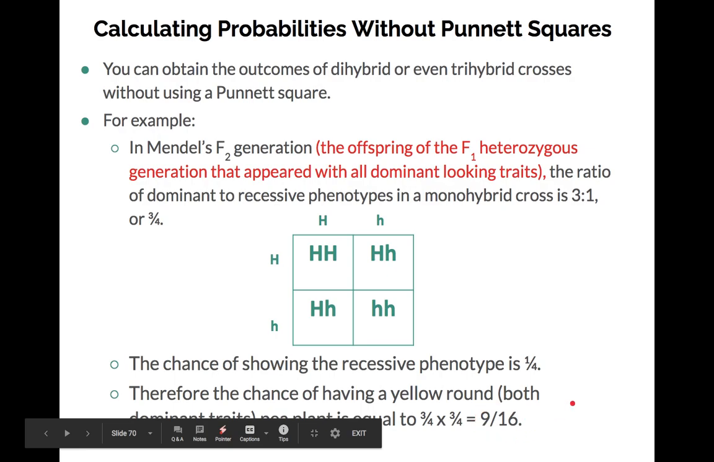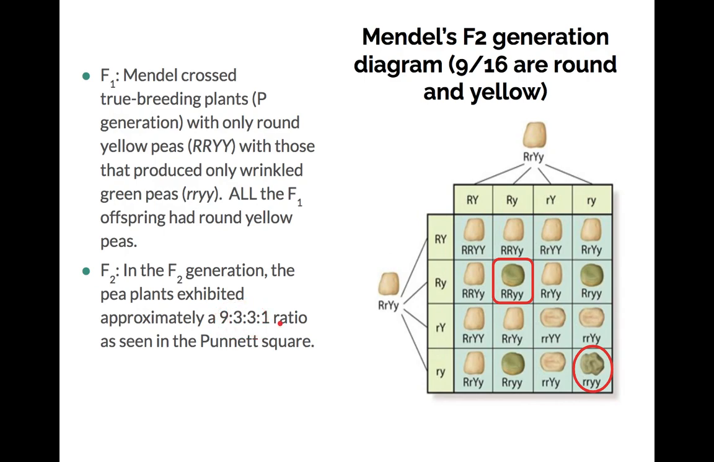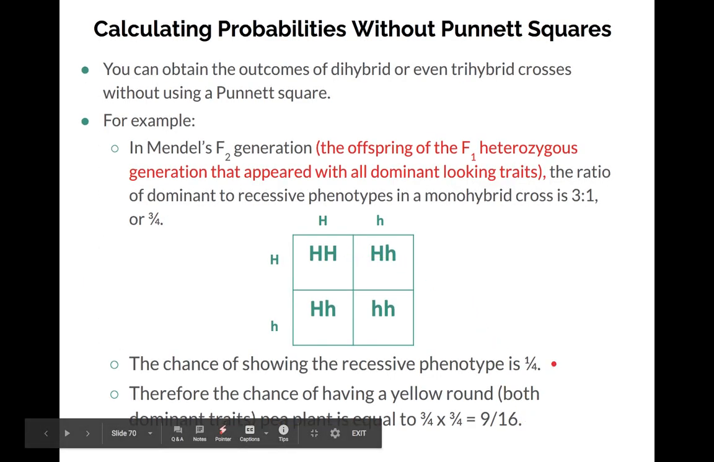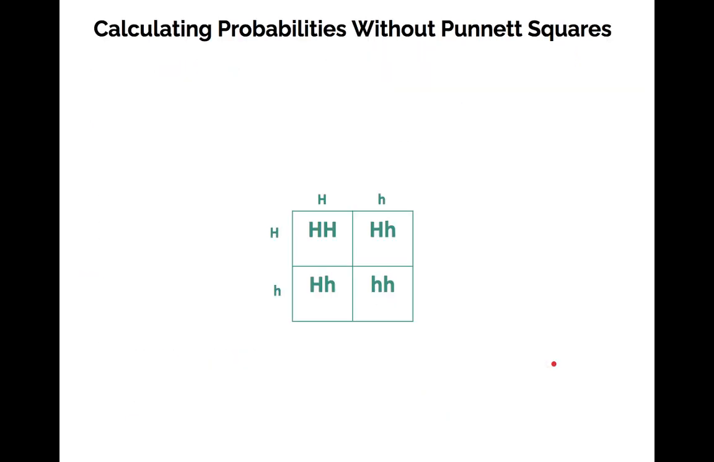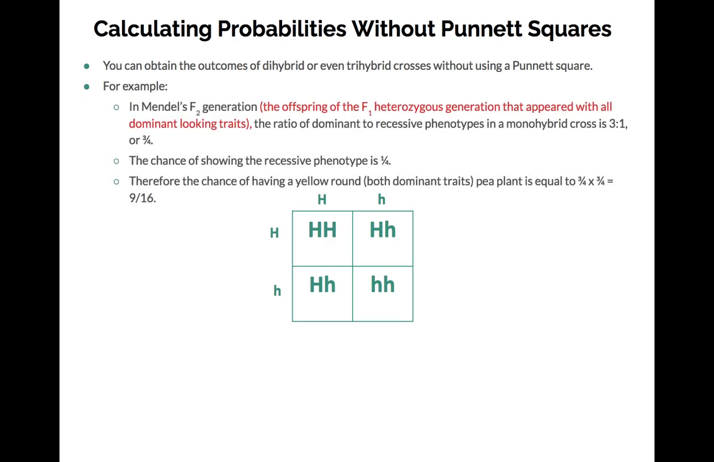So let's go ahead and look. Mendel's F2 generation, here was the diagram. If you remember, 2 heterozygous parents give a 9 to 3 to 3 to 1 ratio. If we look at this, 9 out of the 16 actually were round and yellow. So we can look at it 2 ways, either through this Punnett square and counting, or simply multiplying. Either one is completely fine. So same information here. We're just going to go ahead and do a couple practice problems.